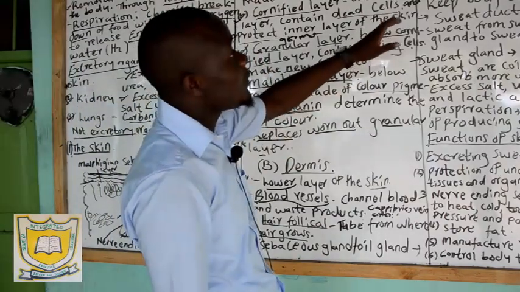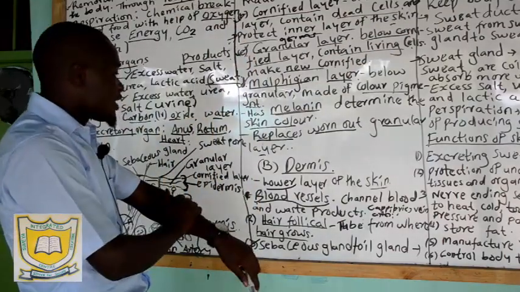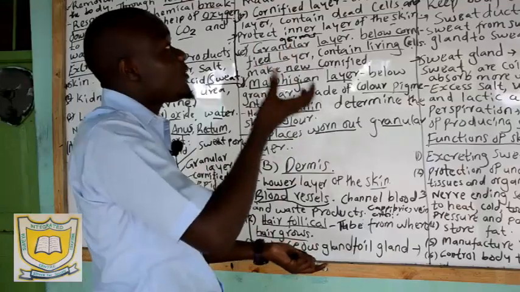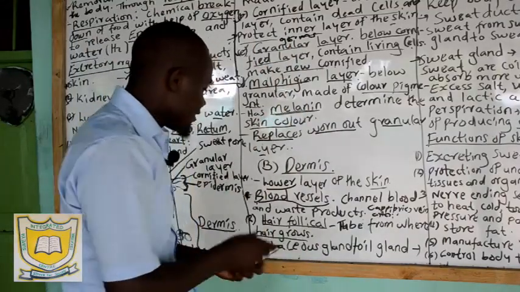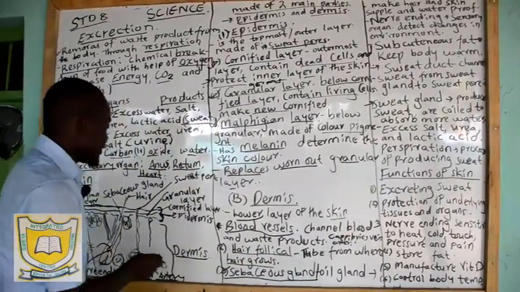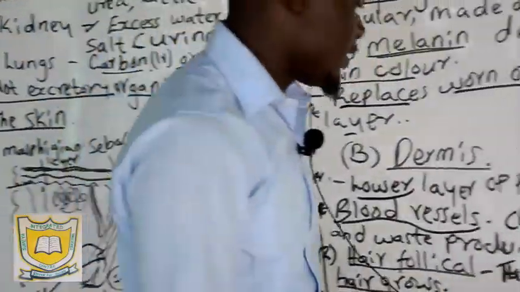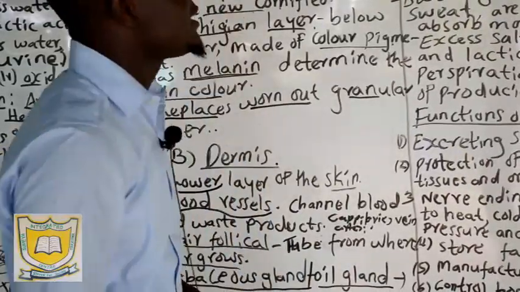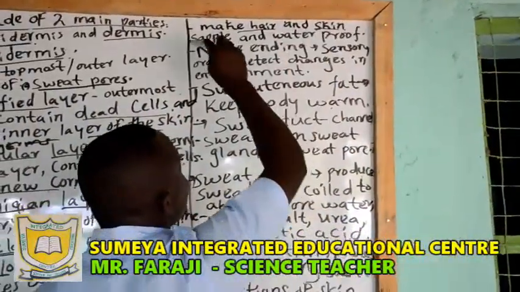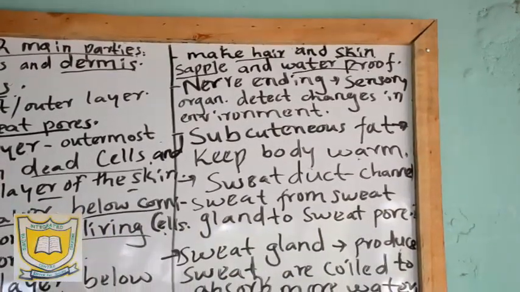Why are we talking about the hair and skin being supple and waterproof? The skin does not allow water to enter into the body, but only allows the excess water to come out. What makes the skin avoid water from entering? It's because of the presence of the sebaceous gland, the oily gland. Waterproof means it does not allow water to enter into the skin.